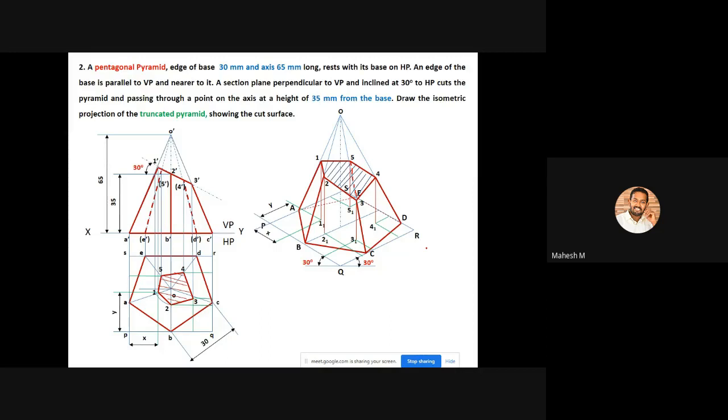Is it clear? Any doubts? So that's all about the truncated pyramid problem. So far we have discussed the truncated pyramid and also the frustum.